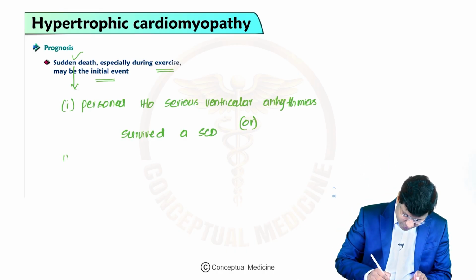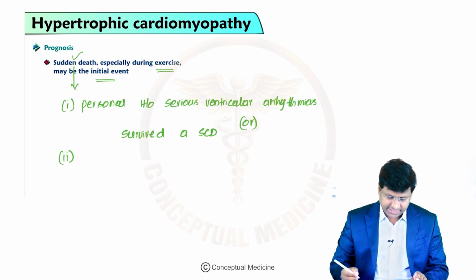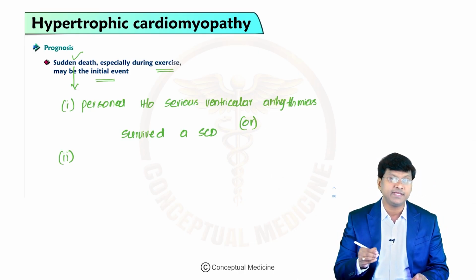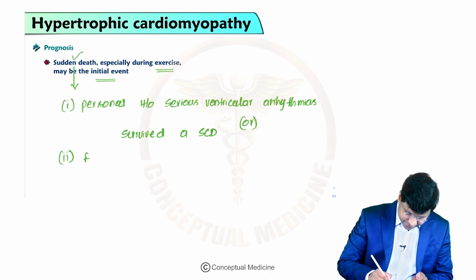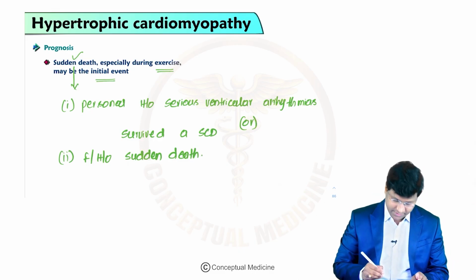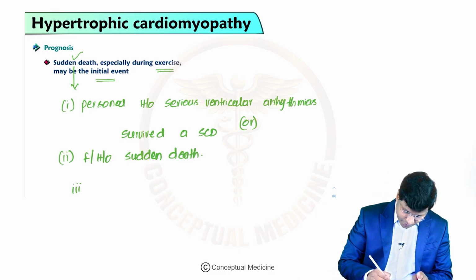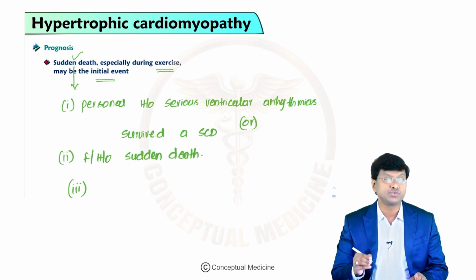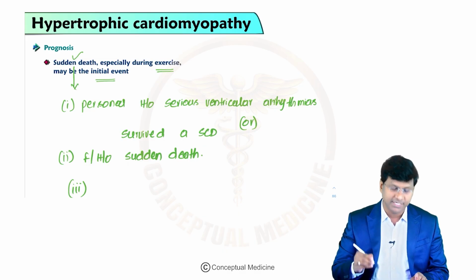Next, the second group of individuals who can have sudden death during exercise is those who have a family history of sudden death. And the third important group of individuals who are at risk of sudden death will be individuals with unexplained syncopal attack.